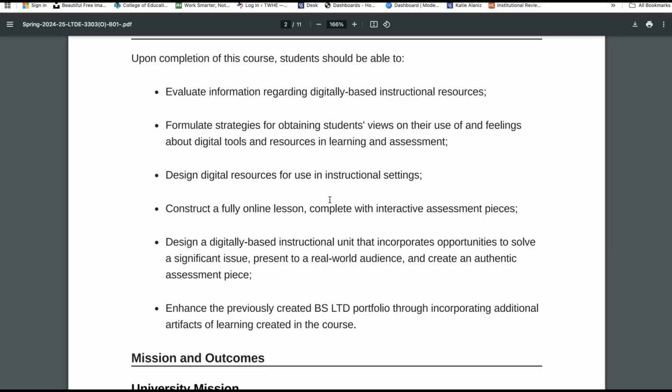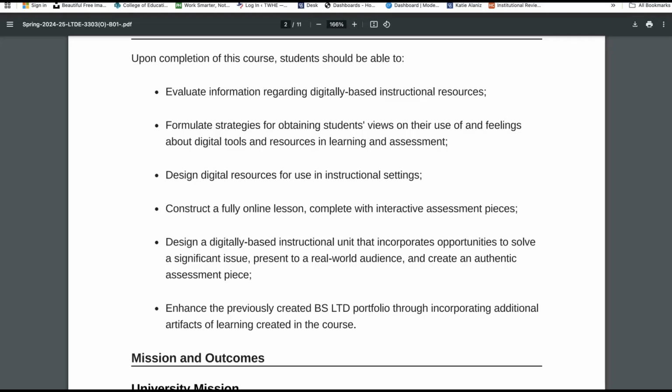In this course, you will have the opportunity to evaluate information regarding digitally based instructional resources. Additionally, you will formulate strategies for obtaining the views of students on their use of and feelings about digital tools and resources in learning and assessment. You will have the opportunity to design digital resources for use in instructional settings, as well as to construct a fully online lesson, complete with interactive assessment pieces.